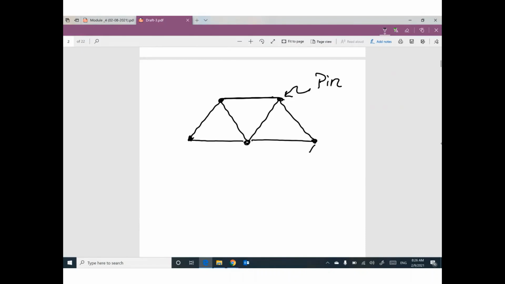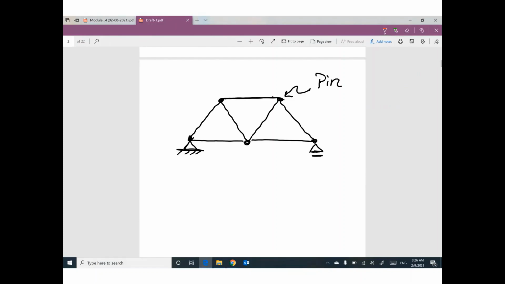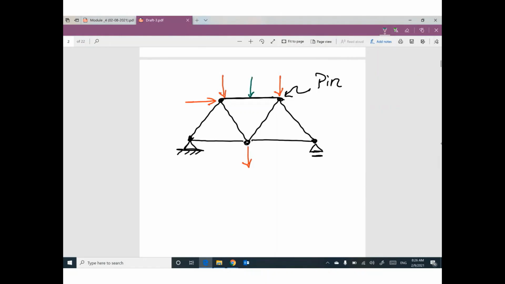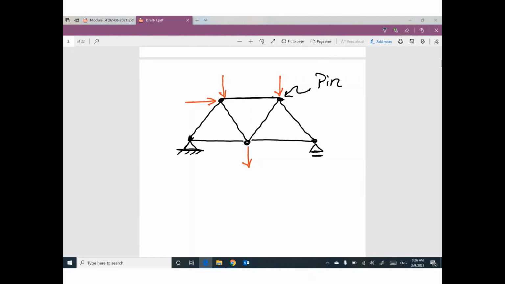These members are connected together and supported by supports, hinge or roller. We don't have fixed supports for trusses. Anyway, the only applied load must be at a joint only, vertical or horizontal. We cannot expect any load on the member itself. Doesn't make any sense for trusses.